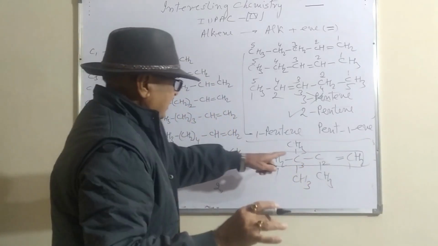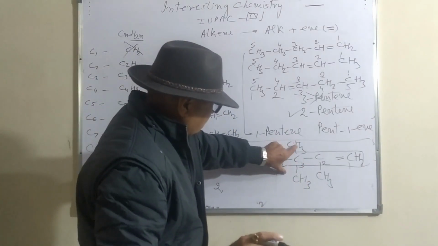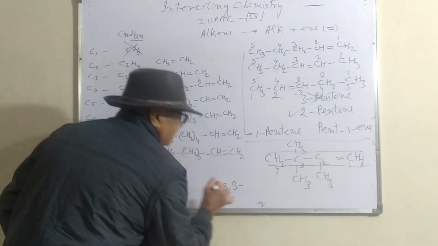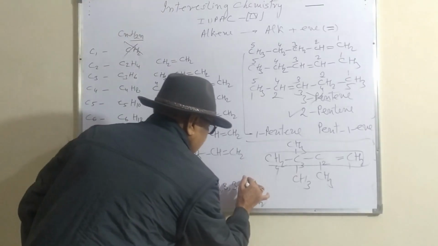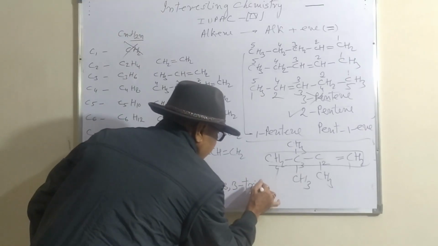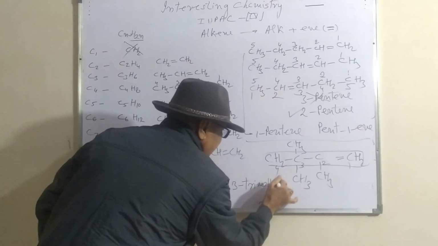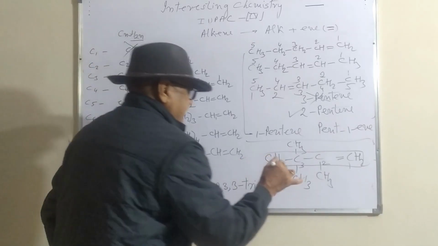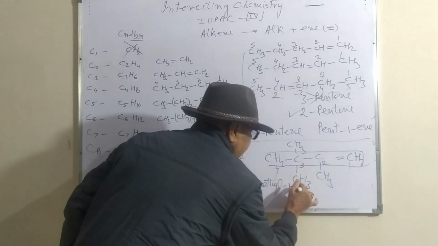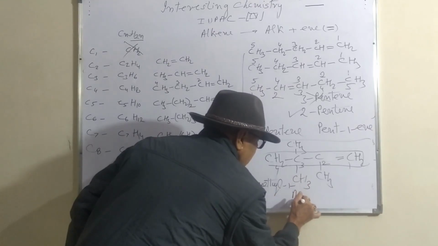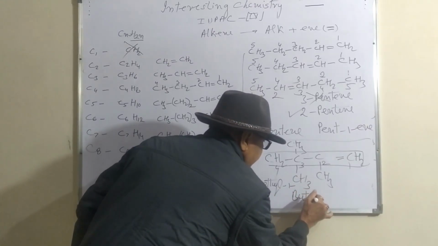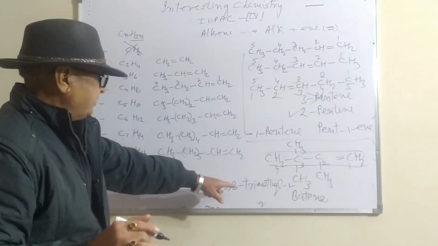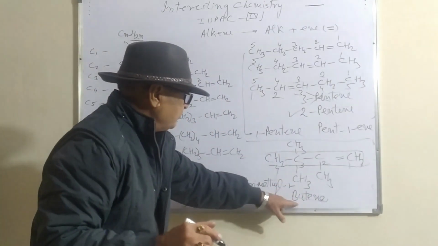2,3,3, because the third carbon has two methyl groups, so we write it in this way: 3,3-trimethyl. And the rest is the name of the parent compound, which will be 1-butene. So the name of this compound will be 2,3,3-trimethyl-1-butene.